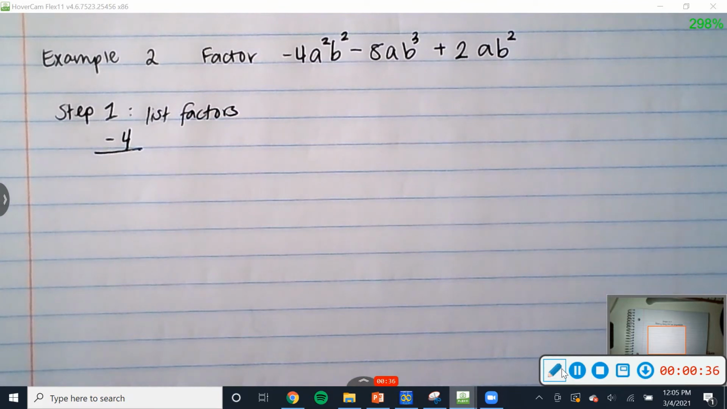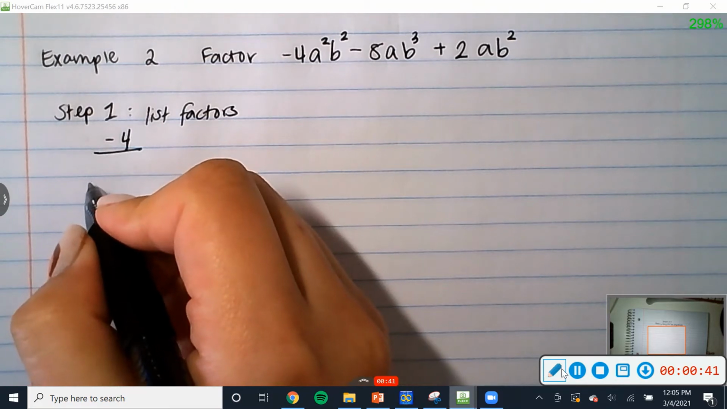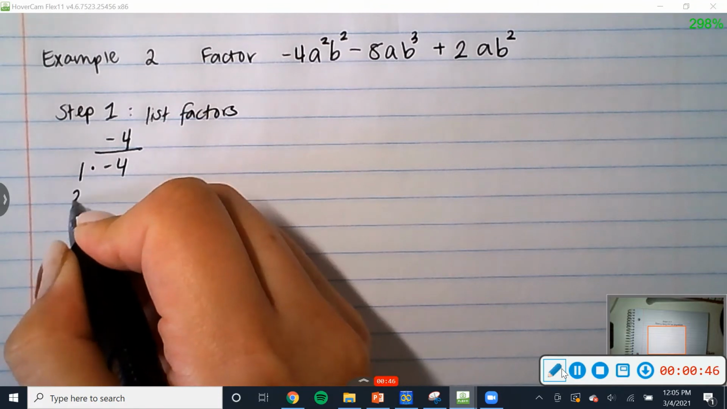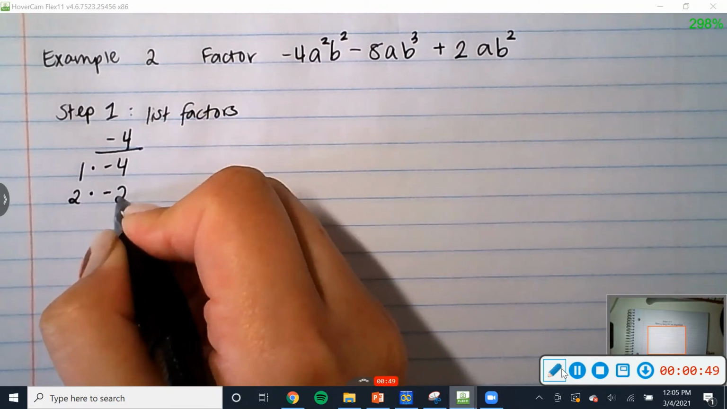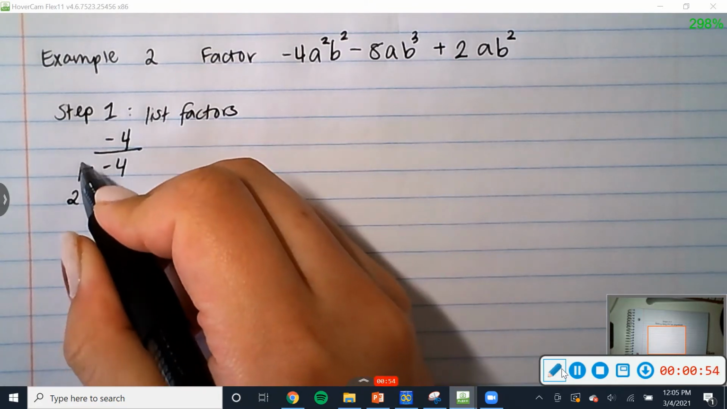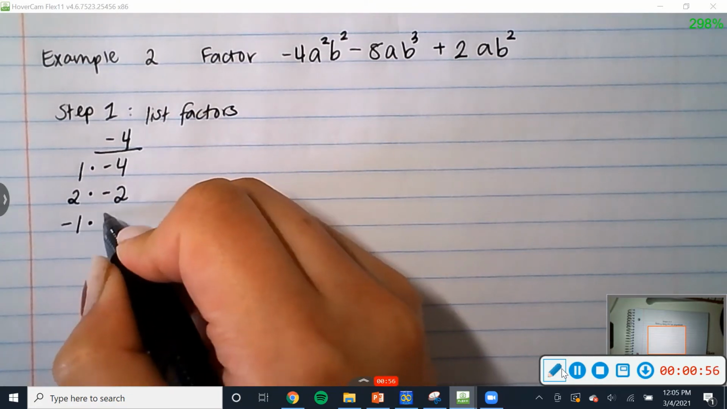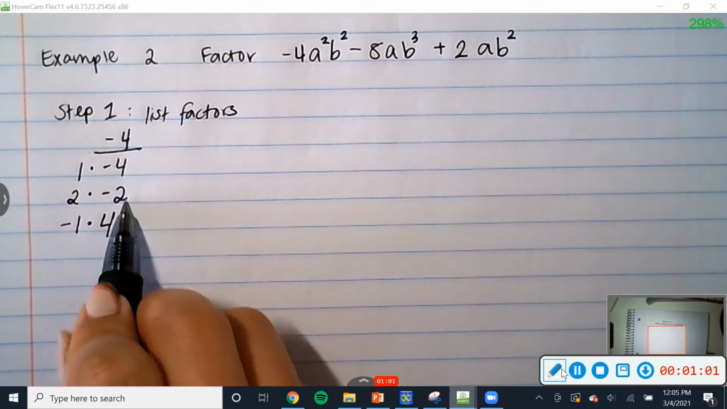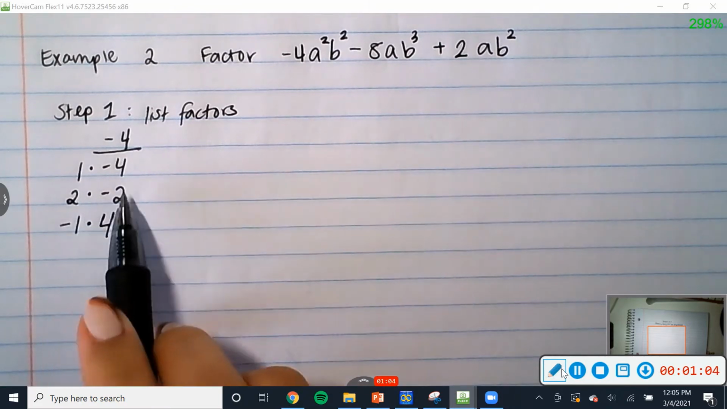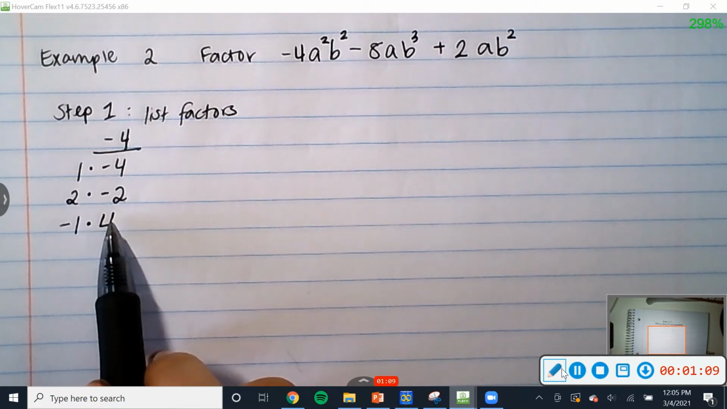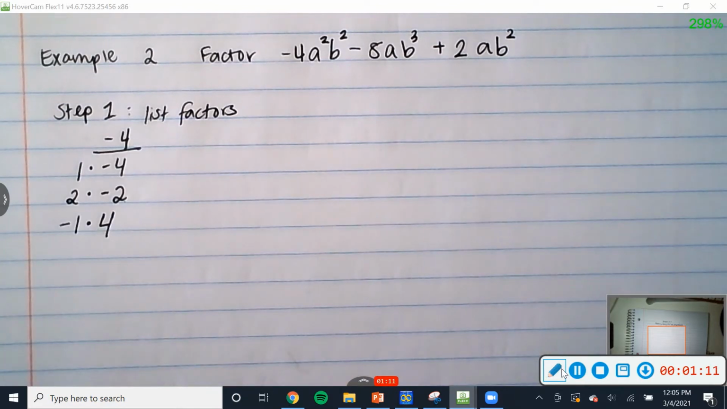So when we have negative numbers, you can just list the factors twice because there are multiple combinations. So let's just start with positive 1 times negative 4, positive 2 times negative 2, and then we have another combination which is negative 1 times positive 4. I'm not going to list negative 2 times positive 2 because that's the same as this one right here that we already wrote. So these are all the possible factors. Make sure that you account for the fact that you could have these negative signs switched.